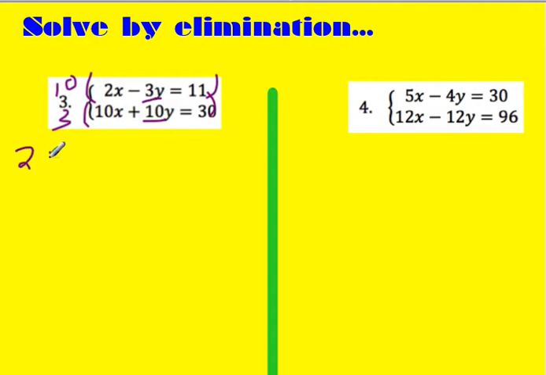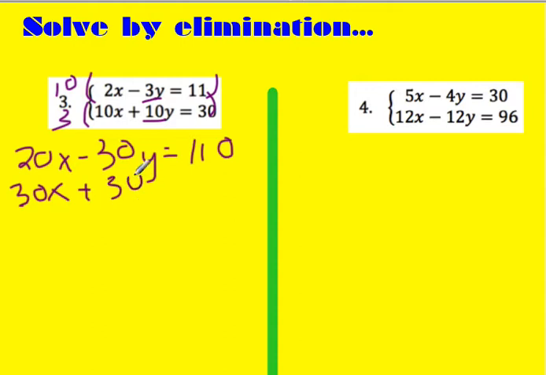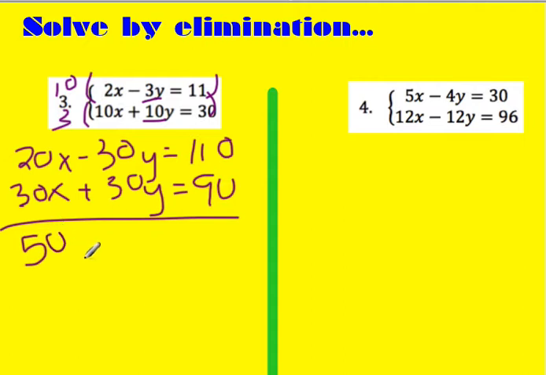So when I multiply the top one by 10, again, you're multiplying all the way across, including what's on the other side of the equal sign. And then 30x plus 30y is equal to 90. So now I'm going to go ahead and add down my columns. Well, 20x plus 30x is going to give me 50x. My 30s are going to cancel out because I have the same number with an opposite sign. 110 plus 90 is going to give me 200.